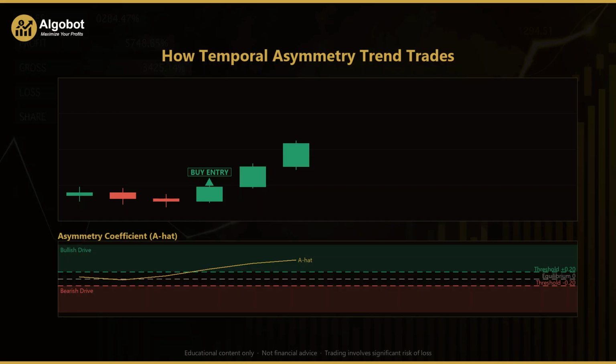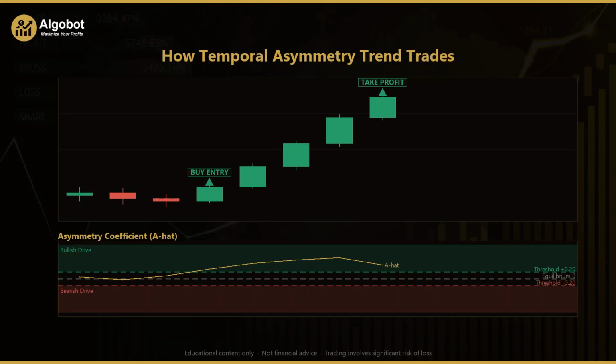That's the trigger. The buy entry marker fires here, because A hat has cleared positive 0.20, signaling a bullish out of equilibrium drive. At the same moment, the expert advisor sets its stop below the entry and its take profit above it, both sized from current ATR, giving that 1.5 to 1 reward to risk shape from the default multipliers.